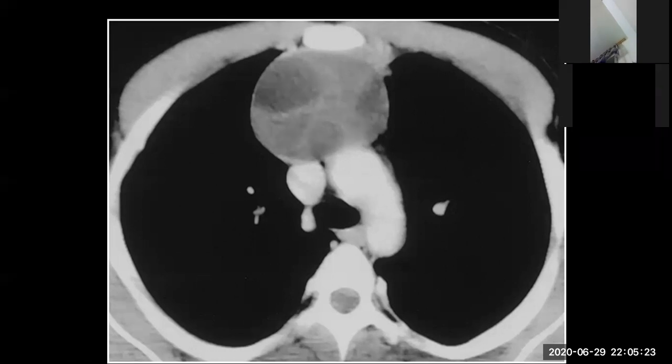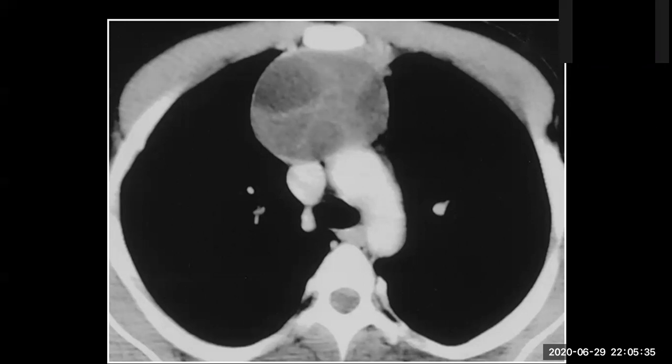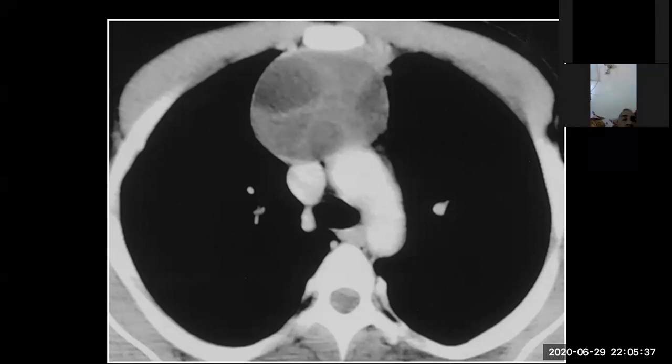It's an axial chest CT scan with contrast. Mediastinal window at the level of the aortic arch. Shows an anterior mediastinal multilobulated cystic mass lesion, with no marked central enhancement.